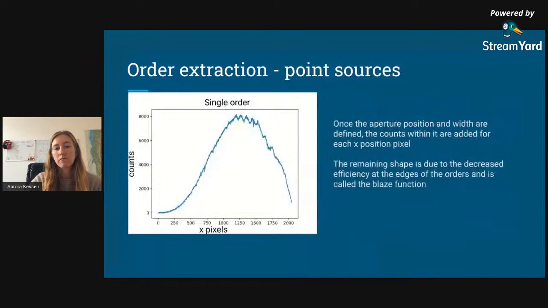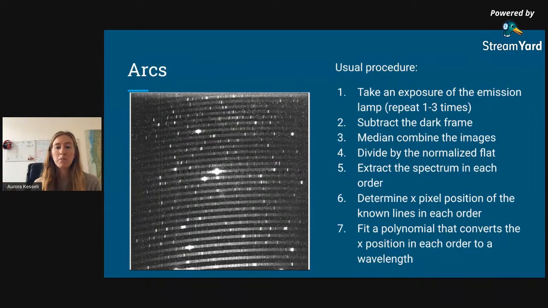And since the thorium-argon lamp takes up the entire slit, we don't have to worry about this smaller aperture problem. We can just add up everything along the x direction within each order. And so we extract the spectrum that way. And then we can determine the x pixel position of each line. And the lines have known wavelength transitions. And then again, we use a polynomial just because it's easy. So we fit a polynomial, and this polynomial basically converts the x position to a wavelength.